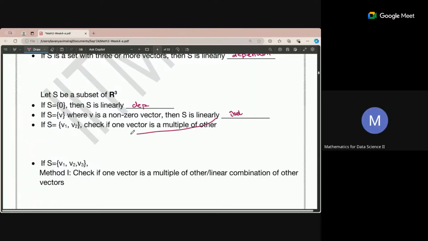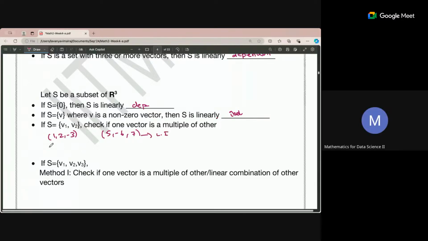Now what if S has only 2 vectors? Then we have to check if one is the multiple of the other. If not, then independent. So here, if you have 2 vectors, now we are in R3. For example, (1, 2, -3) and (5, -6, 7). Are they linearly independent or dependent? Independent.